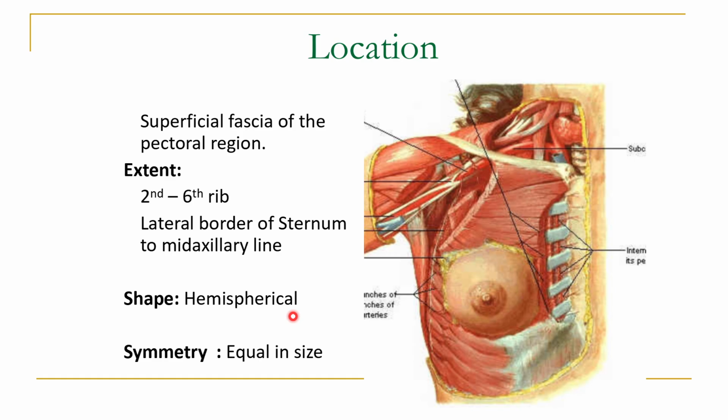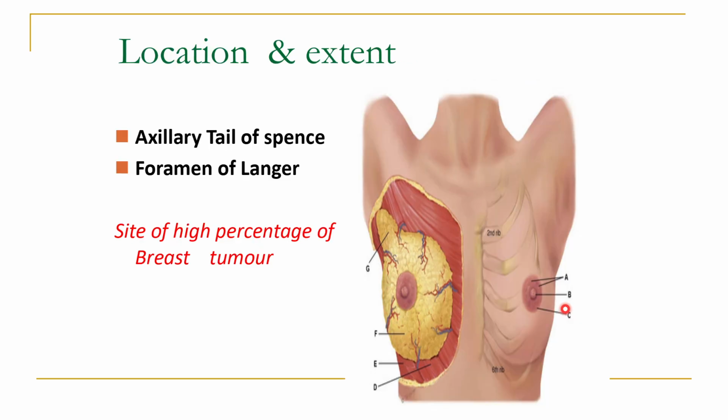Coming to the location, it is present in the superficial fascia of the pectoral region. It extends from the second rib to the sixth rib, and from the lateral border of the sternum to the mid-axillary line. It is hemispherical and equal in size.